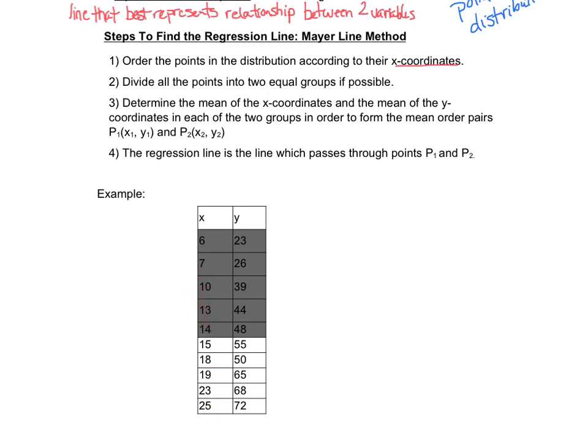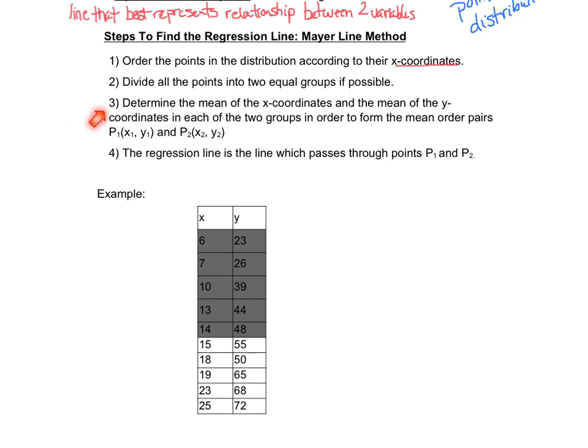Then step 2. Divide the points into 2 equal groups, if possible. It's possible that one group might have 1 point more than another. So if we look here, we have 5 points here, and then we have 5 points below. So I've shaded them for you to indicate that this is the first group, and this is the other group.